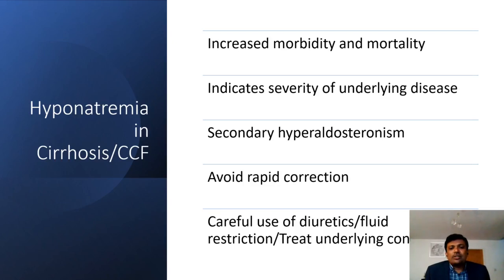It is often due to secondary hyperaldosteronism caused by the severe chronic hypervolemic state. In these patients, we try to avoid overcorrection. Be careful with diuretic use. You can fluid restrict them. You treat the underlying heart failure, liver failure, cirrhosis. And once the underlying conditions get better, their sodium levels improve.